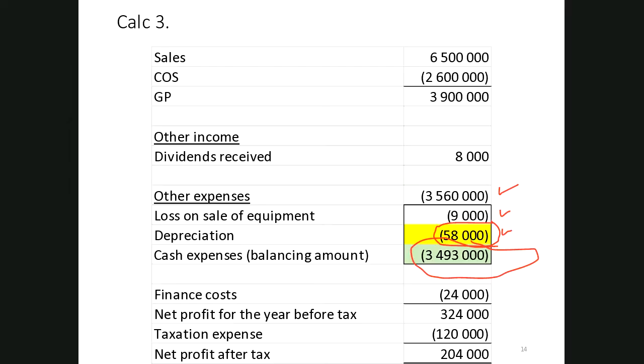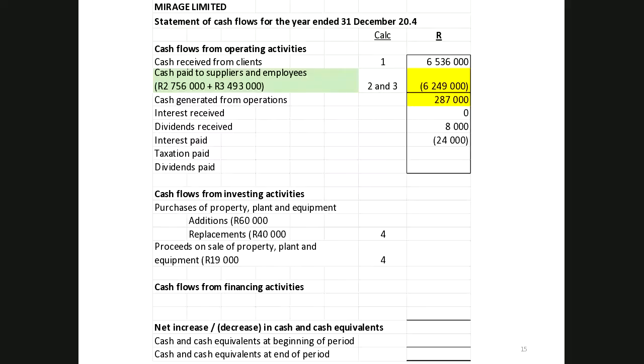So that was quite a long process you had to go through, reconstructing the statement of profit and loss, first working out the profit for the year, then having to work out depreciation, and then finally getting to your cash expenses. So where does that go? If we now go and look at our statement of cash flows, here is the 3,493,000. We add that to the amount we paid to suppliers for inventories, and that will give us then the total amount we paid to suppliers and employees, 6,249,000. If I subtract that from my cash received from clients, then it means I've made 287,000 rands worth of cash this year from operations.